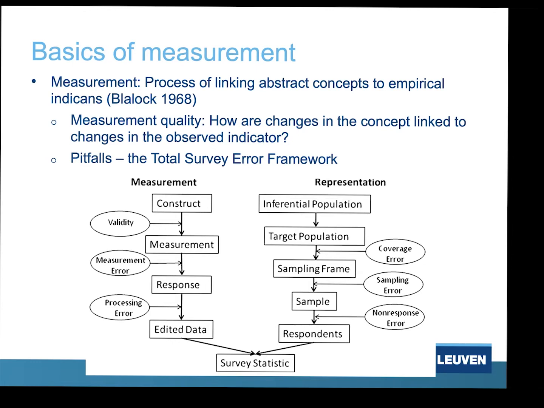So we start from a theoretical construct or concept. I like to use concept rather than construct, but here in the total survey error framework, it's called construct. And then this construct or concept is translated into a number of indicators. So it's made operational, you could say. And here, the first thing can go wrong. If we select certain indicators, they do not necessarily reflect the underlying concept very well. So here we have the issue of theoretical validity that is at stake.